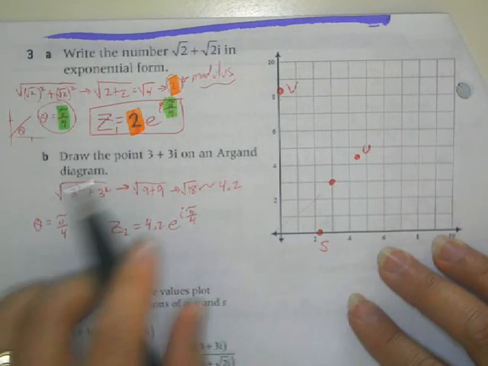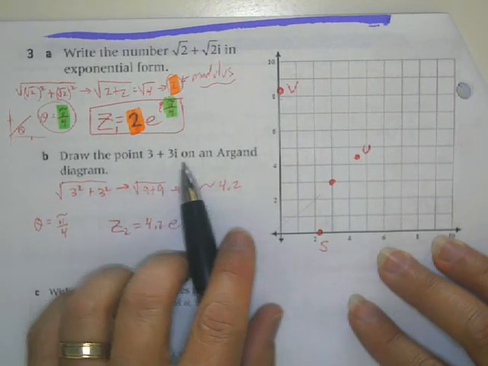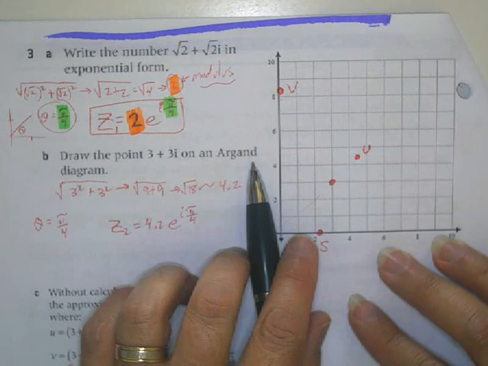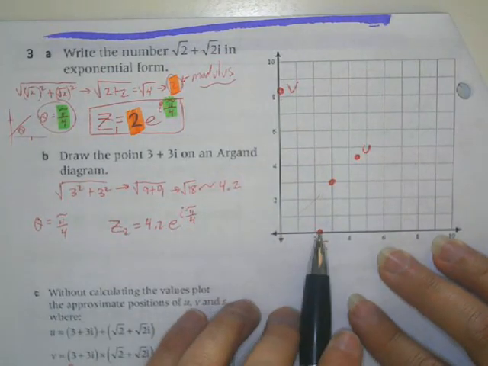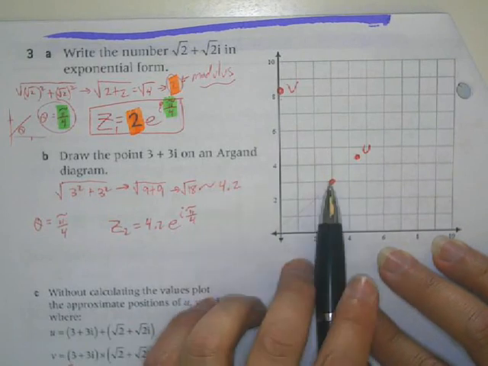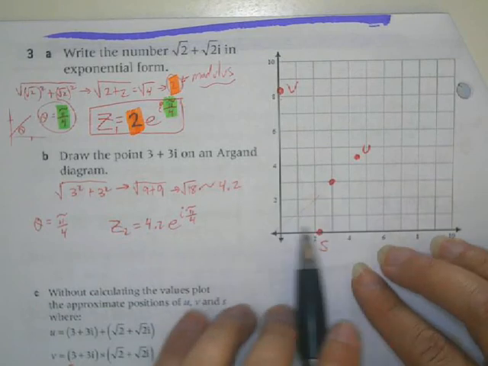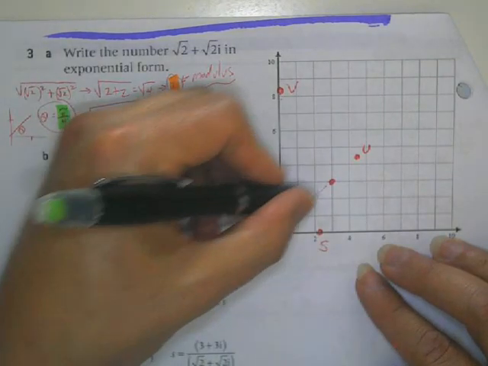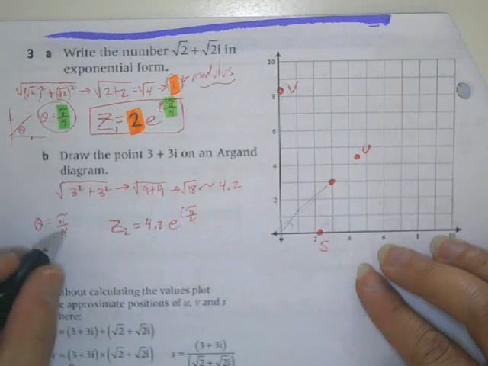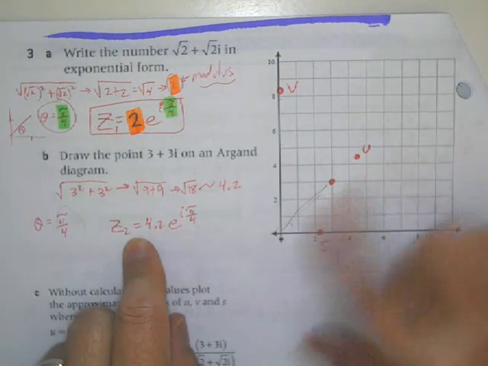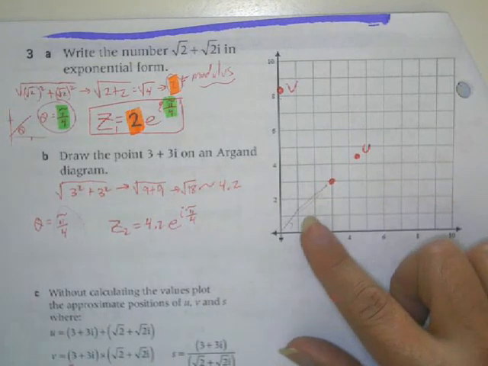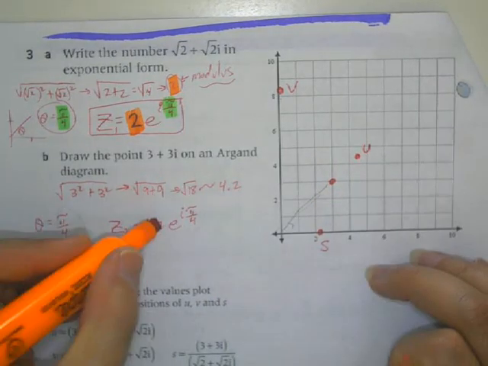Okay, draw points 3 and 3i on the Argand diagram. So 3 plus 3i gets me right there. Okay, so this angle from here is going to give me pi over 4, and this length here is going to give me a modulus of about 4.2.